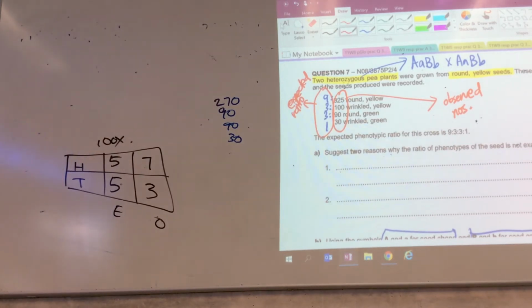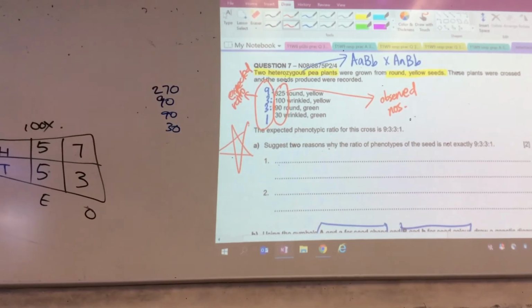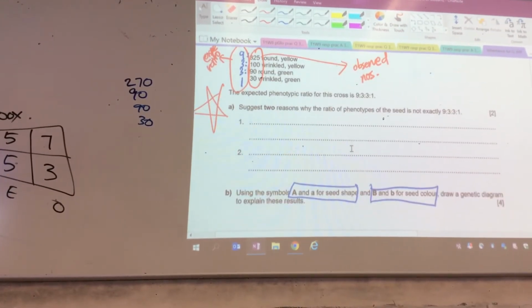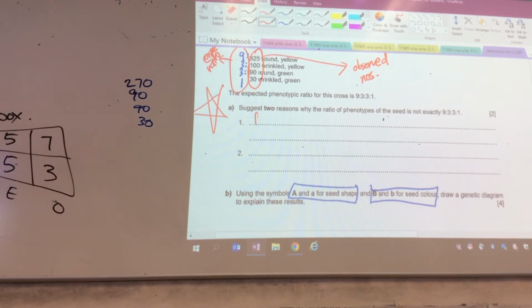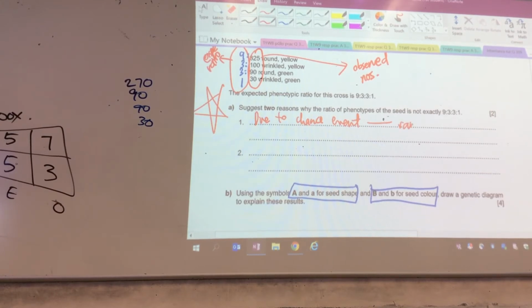Okay, so this is the same idea. So what can you say for these two reasons? Can you put a star? It's a Cambridge question, commonly asked. So the first reason you can say is due to chance event. Okay, for example, you can talk about random fertilization.